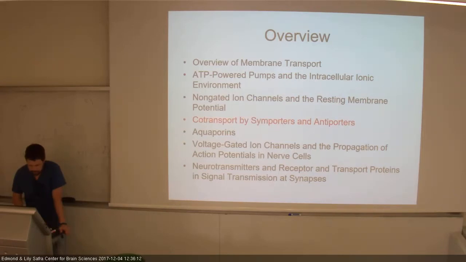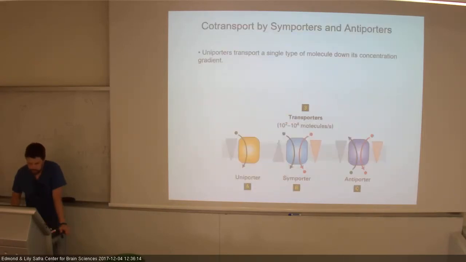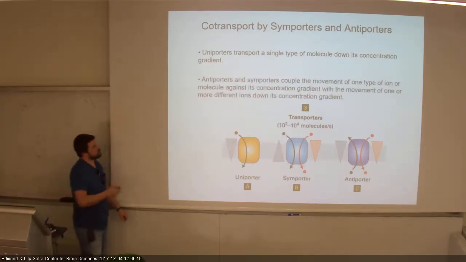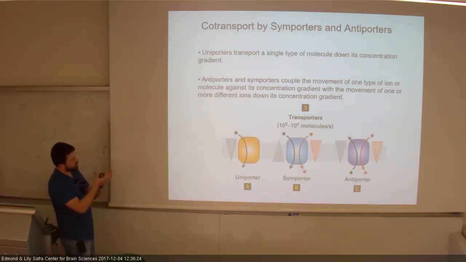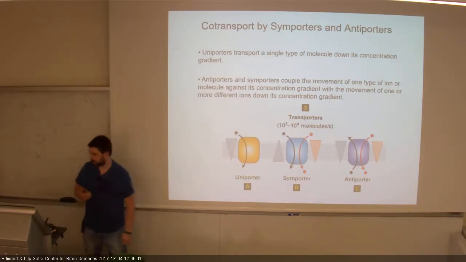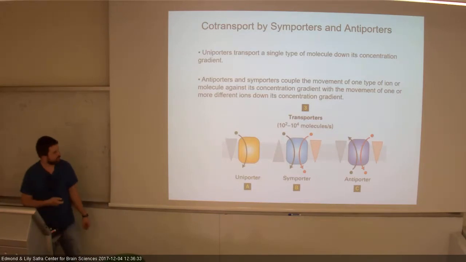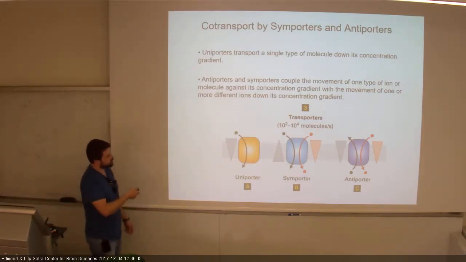Okay, so a few words about transporters. Uniporters transport a single type of molecule down its concentration gradient. This is very similar to what we saw in channels, but the major difference is that every ion or molecule that passes through has to inflict a conformational change in the uniporter, so that's why it's much slower. I'll show you at the end when we talk about the kinetics.